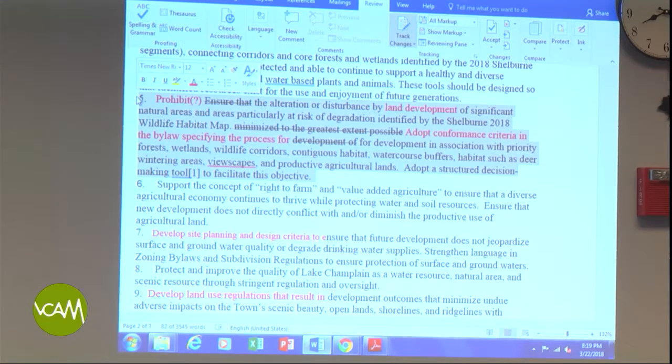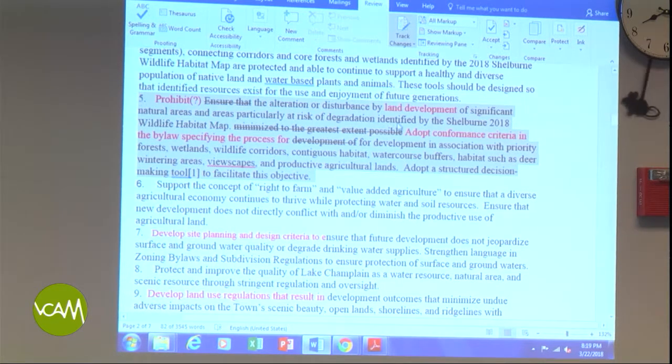So I was just trying to find how do we be clear. Yes, let's shoot for more than minimize to the greatest extent possible. Let's shoot for a higher standard outcome. To the greatest degree feasible under the law.